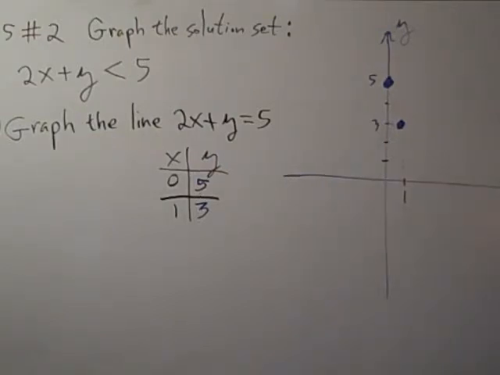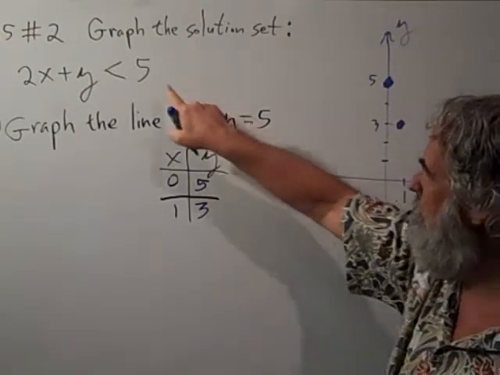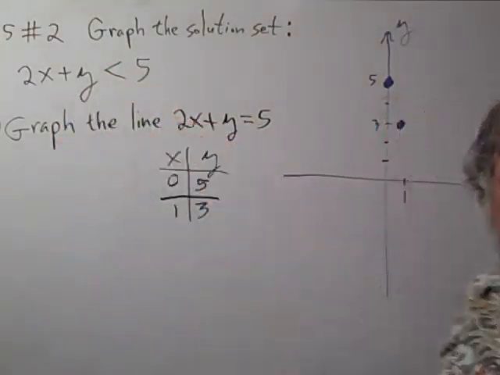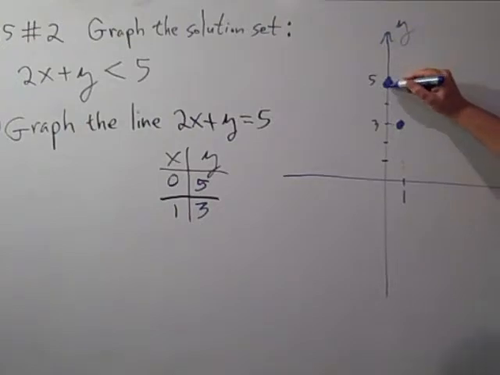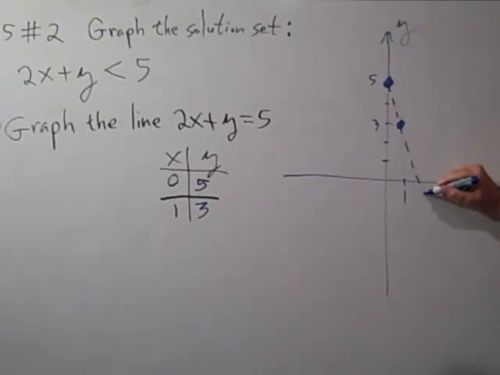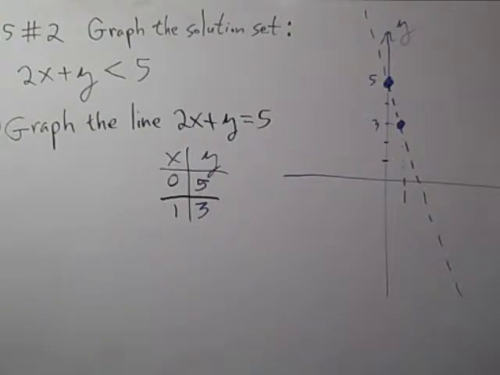Also, this line is going to be a dashed line, not a solid line. We're not including the points where these are equal because it's a strict inequality. This has to be less than 5, not equal to 5. On the line, it is equal to 5, so I'm making a dashed line. If it was less than or equal to, then it would be a solid line. So there's our line, 2x plus y equals 5.